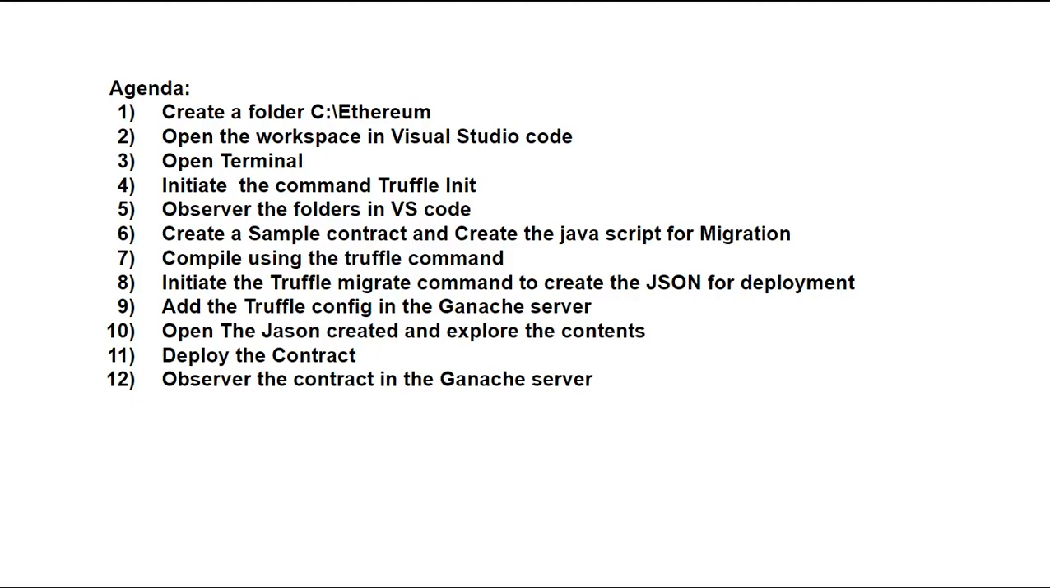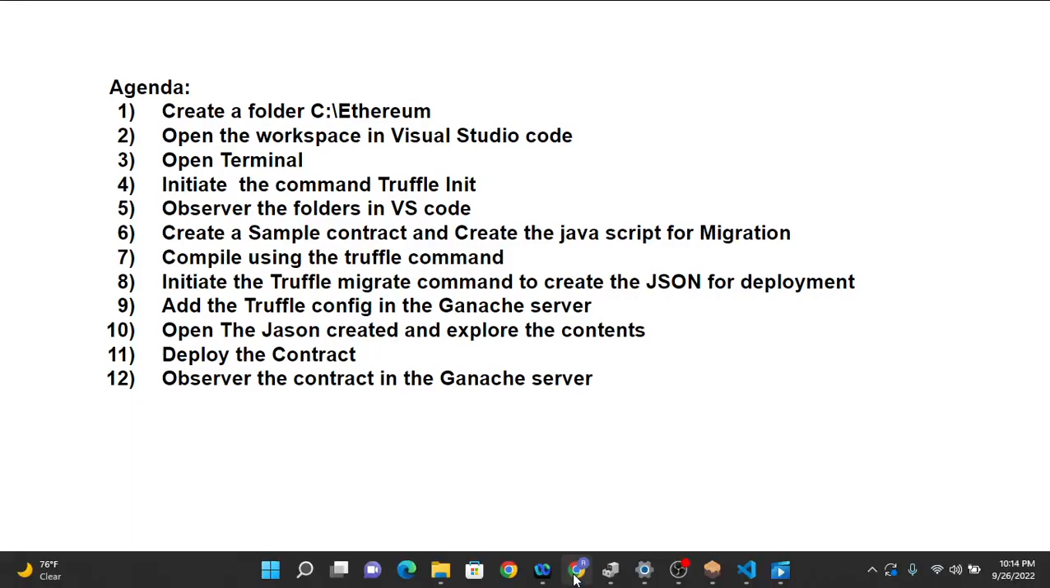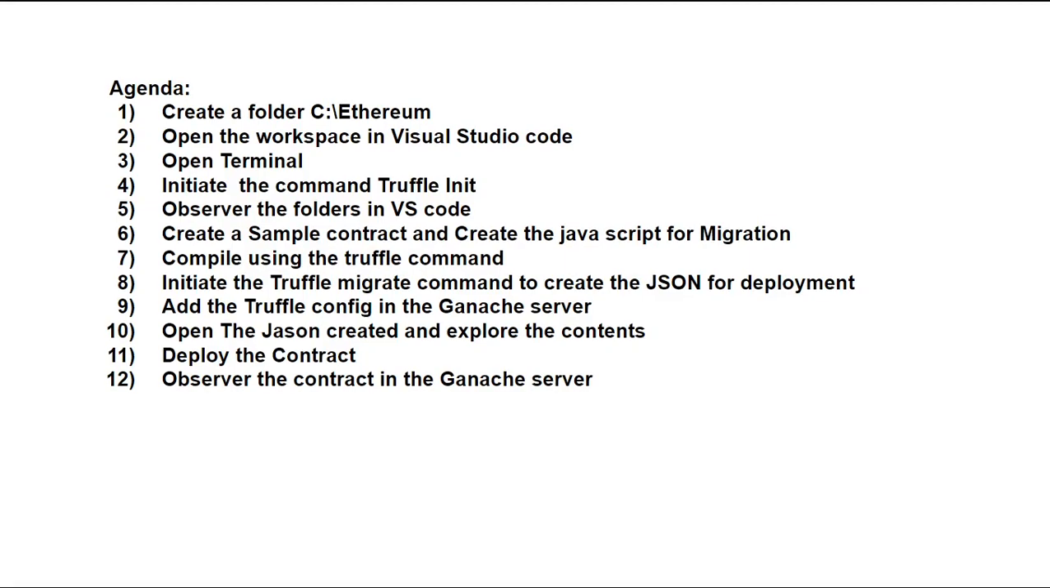This is very important. When we run truffle migrate, only then is the JSON file associated with the contract created, which gets deployed at the Ganache server. Add the truffle config for the Ganache server, then only will we be able to deploy and view the transactions that have been done on it. Then open the JSON created and explore the contracts, deploy the contract, and observe the contract in the Ganache server. That's the overview of what we are going to cover today.